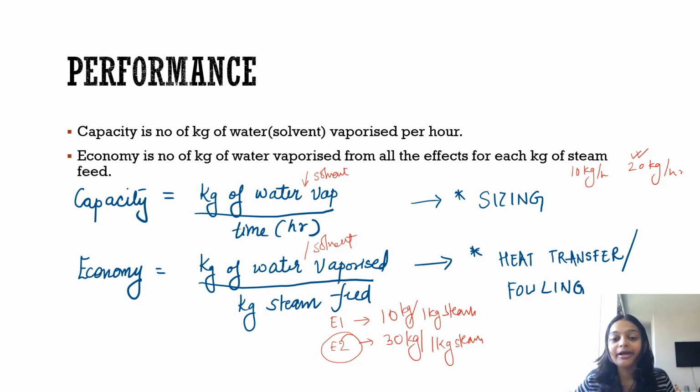For example, let's say evaporator 1 has an economy of 10, and after a year or two of working, it drops to 5 kg per 1 kg. That is, the economy turns to 5, which means it has lower heat transfer than before. This also signifies a practical problem of fouling in the evaporator. So by these two parameters, capacity and economy, you can know the performance of a single effect evaporator.